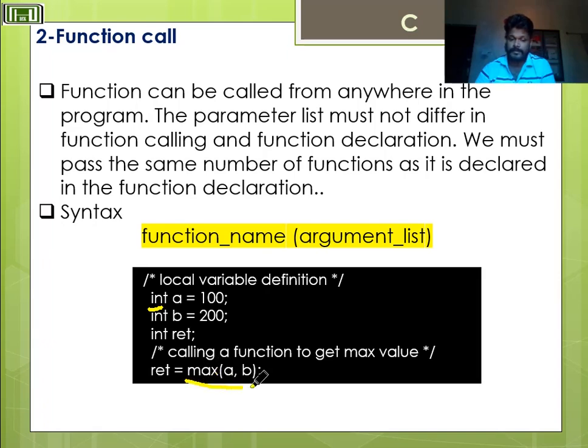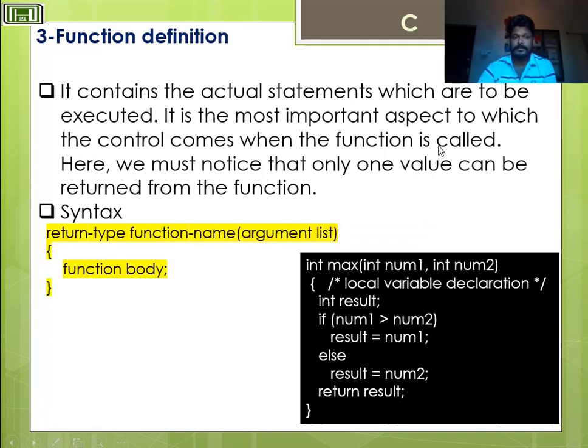So here is the function call statement: maximum of a comma b. That means maximum of 100 comma 200. This is passed to the function definition. Now moving to the third aspect, that is function definition.